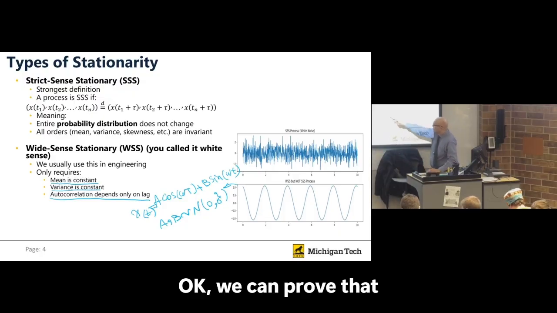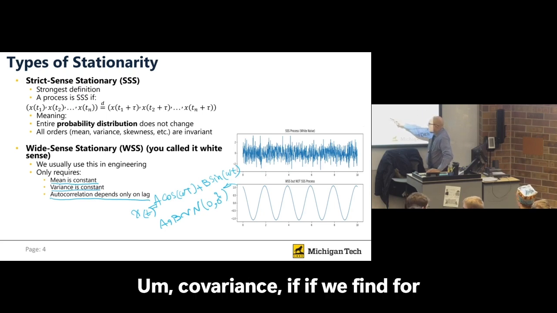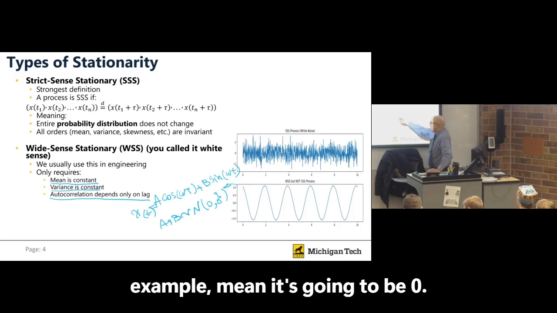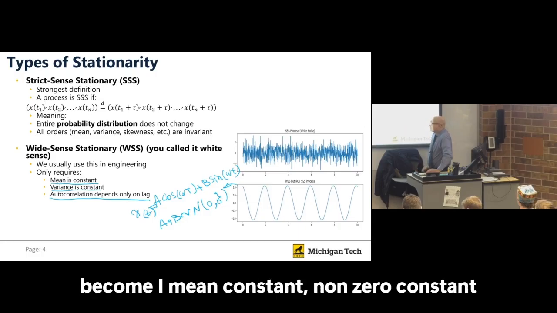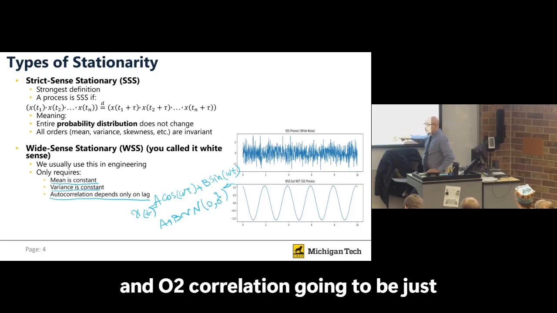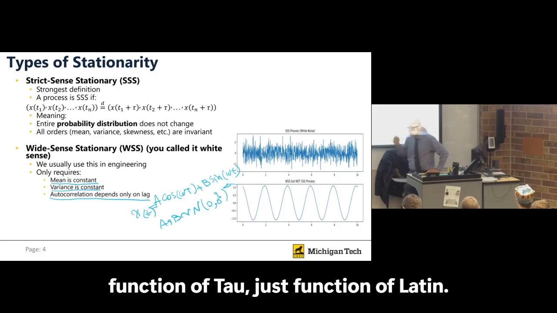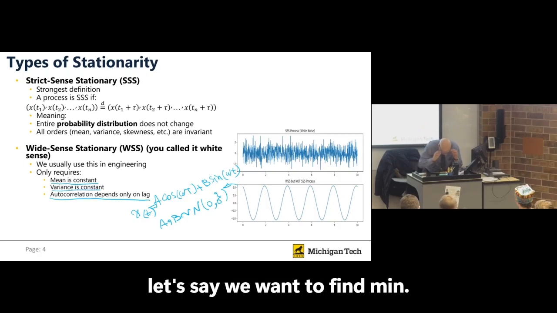Okay, we can prove that if we find the mean, for example, it's going to be 0. If we find the covariance, it's going to be constant, not 0, and the variance is going to be constant, and the autocorrelation is going to be just a function of tau, just a function of lag. Let's prove it.